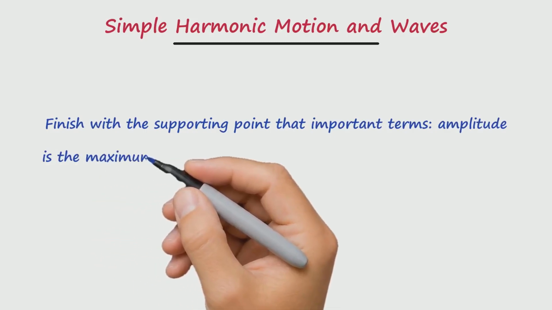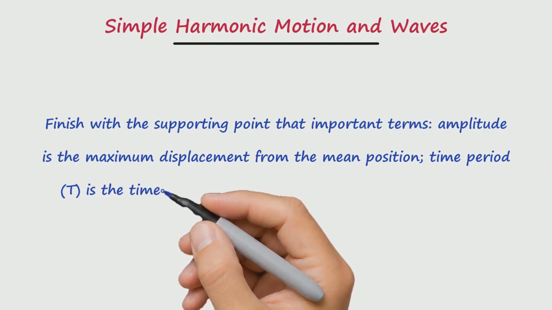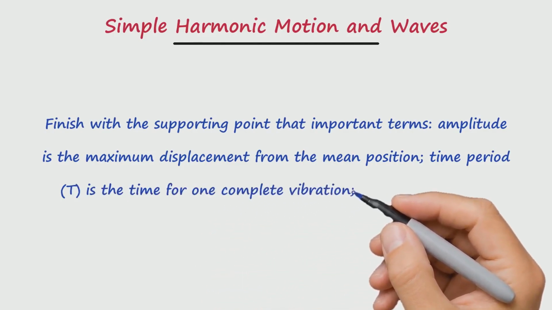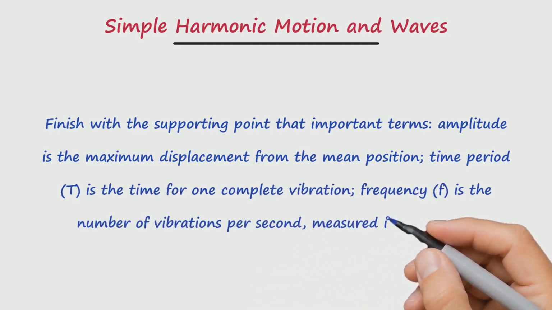Amplitude is the maximum displacement from the mean position. Time period, T, is the time for one complete vibration. Frequency, f, is the number of vibrations per second, measured in hertz.